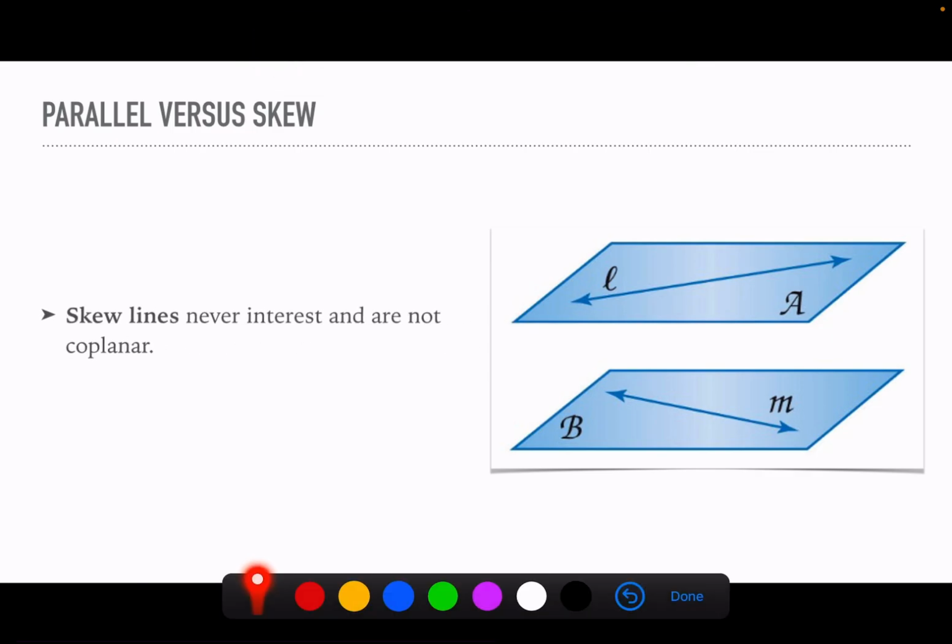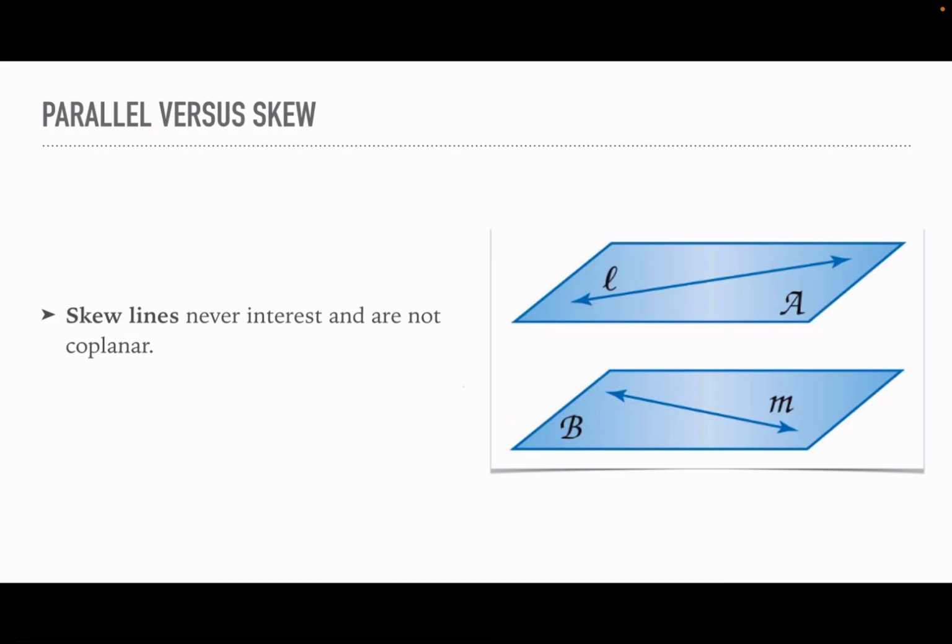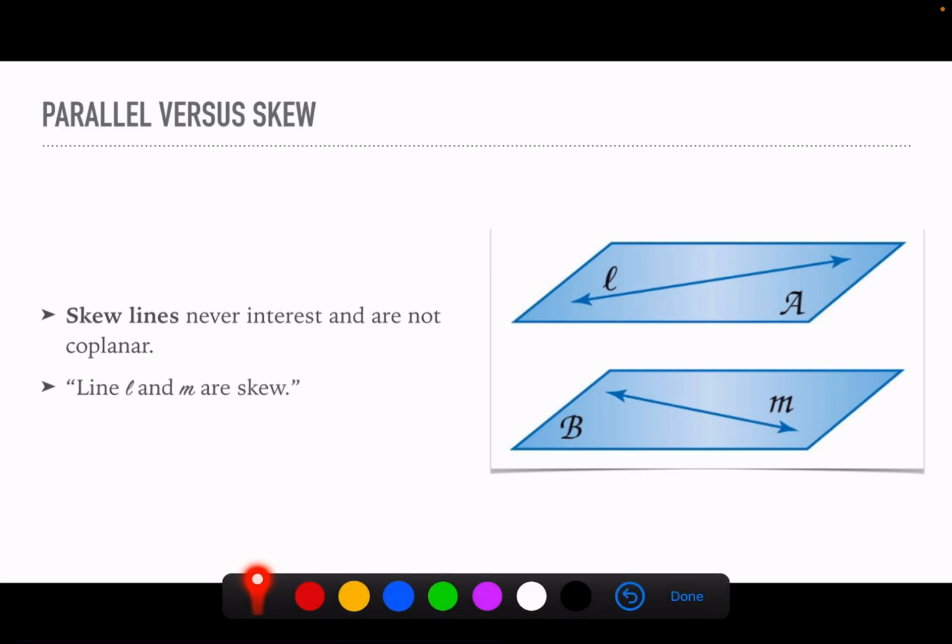Lines that are skew never intersect and are not coplanar. They do not lie on the same plane. So we see two lines right here. We see line L and we see line M, but they're on two completely different planes. Now this does not make them parallel because parallel lines have to be coplanar. In this case, we can have one line facing a completely different direction, but since they're on different planes, they're never going to intersect. So in this case, we would say line L and M are skew.